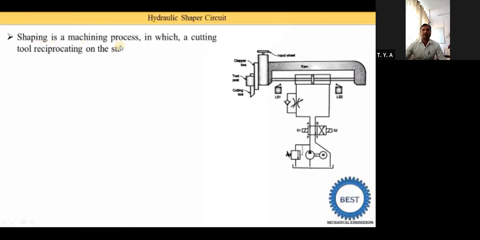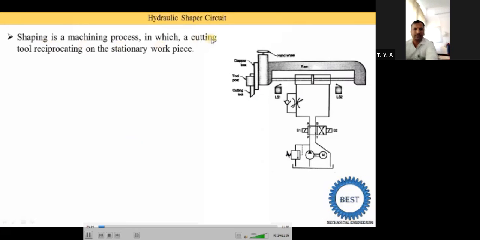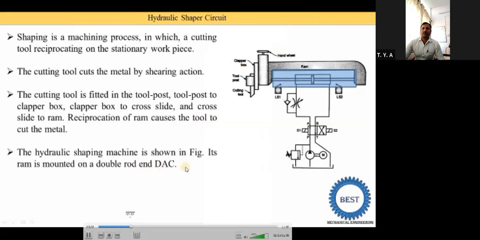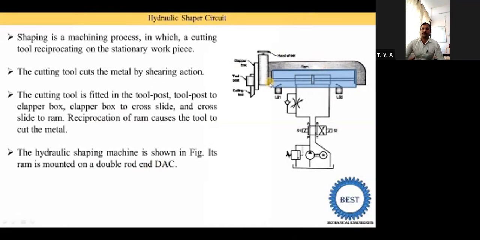Shaping is a machining process in which the cutting tool reciprocates on the stationary workpiece to cut the metal. The reciprocating movement of the ram is done by a double rod and double acting cylinder. Why is it double rod? Because on both sides of the piston you see that a rod is provided. This is one rod, this is the second rod. That's why it is called double rod. DAC means double acting cylinder. Why is it double acting? Because on both sides of the piston the inlet and outlet are provided, means oil enters from this side and leaves from this side, and oil also enters the other side.